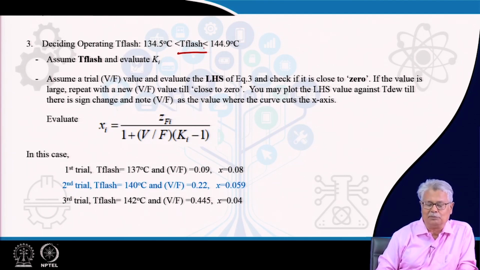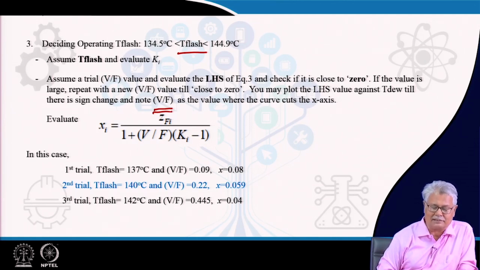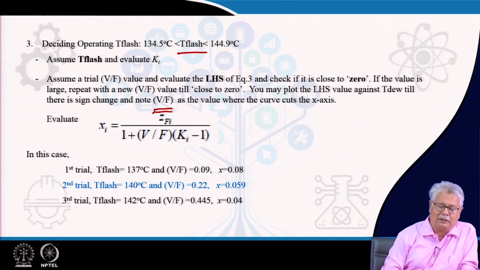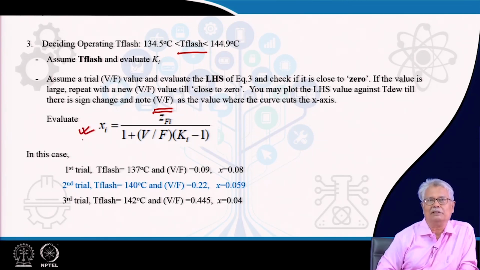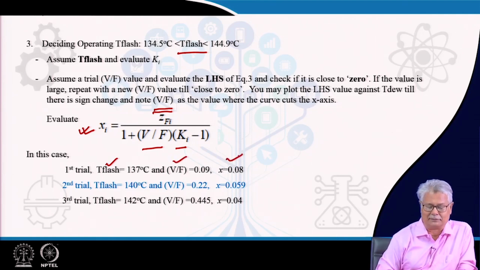At this particular point, what we don't know is whether we have arrived at the V by F value for a corresponding T flash. After this, what we are going to do is calculate the value of the liquid phase composition for each component, which is xi, which is given by this expression. Since we know the Ki values and the V by F values, and the Ki values correspond to a temperature of T flash, for every T flash there will be a particular V by F for which the convergence happens, and there is a corresponding x.